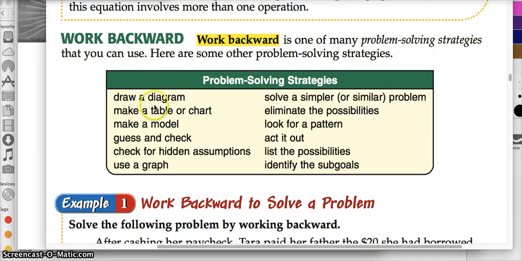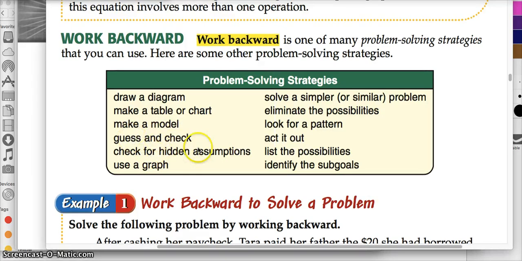So one of the things that we need to make sure we could do is to draw a diagram, make a table or chart. Basically, we're trying to organize our information in all of these different activities, these different approaches, in order to solve the problem. Use a graph, check for hidden assumptions, guess and check, model.